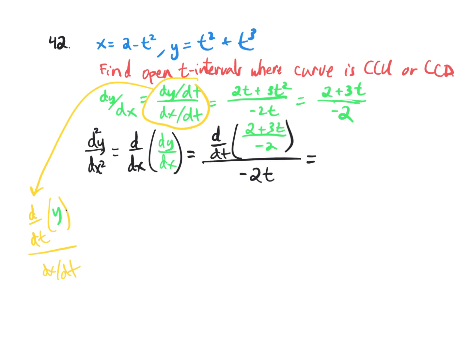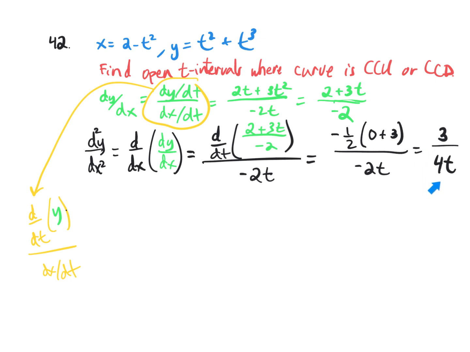So the derivative with respect to t of this expression is negative 1/2 factored out, and then the derivative of 2 plus 3t is 0 plus 3. And the denominator is just negative 2t. Do not use the quotient rule here. We do not have a ratio of two functions of t. Just do it like that. All right, so now the negatives cancel out. We're left with a second derivative of 3 over 4t.